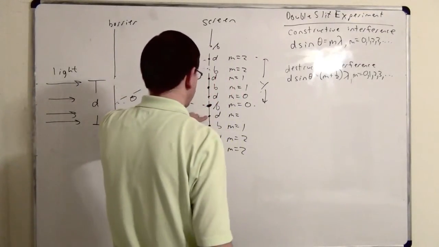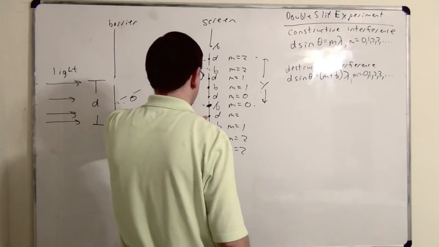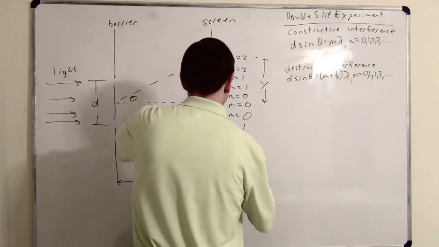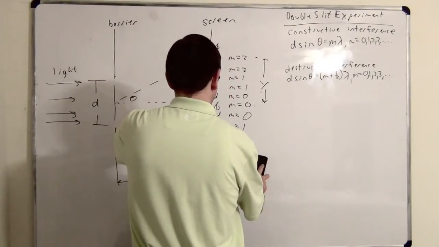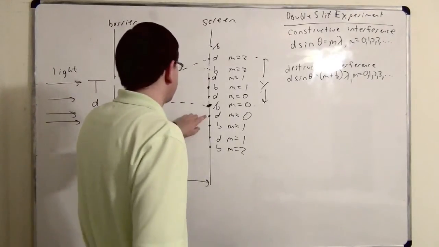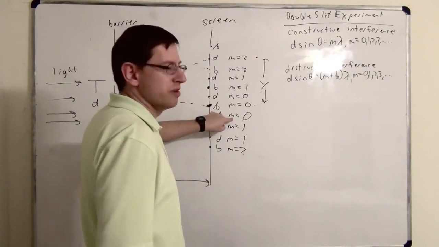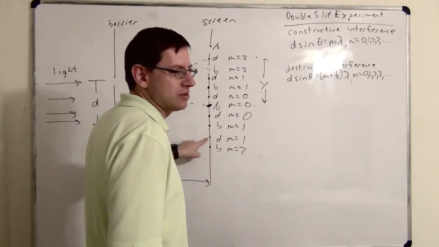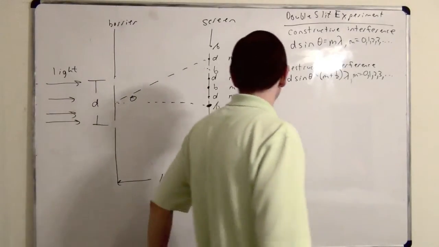What should be m for this point? 0. Yeah. So maybe I wrote that incorrectly. And this one should be 1. So I think I made the same mistake I was telling you not to make. The first dark spot below the center has an m of 0, not 1. And the second dark spot below the center has an m of 1, not 2. I think I just made the same mistake I told you not to make. Okay.